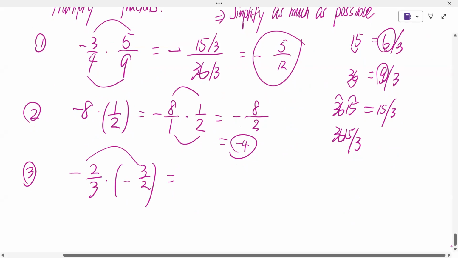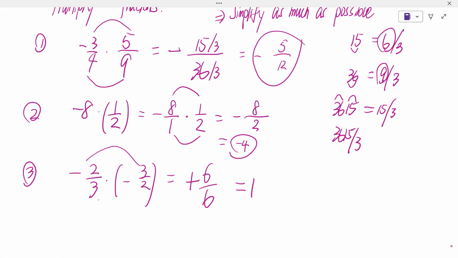These two are reciprocals, right? And we know the product of reciprocals is equal to 1. But we can quickly check that, right? The two negatives turn to positive. I multiply 2 and 3, you get 6. 3 times 2, you get 6. You divide 6 by 6, you get 1. So this is kind of like a quick proof that the product of two reciprocals is 1.